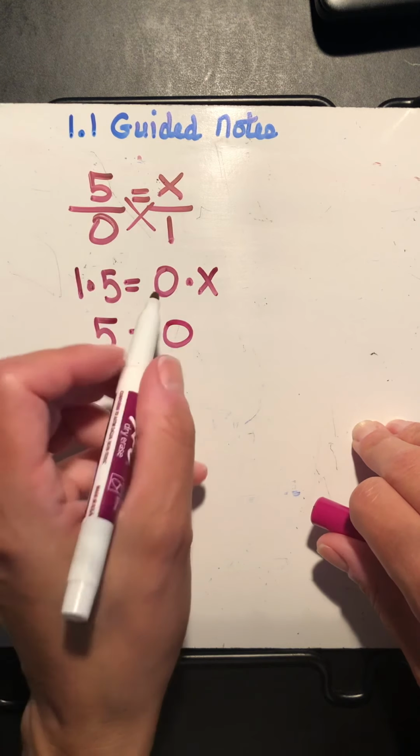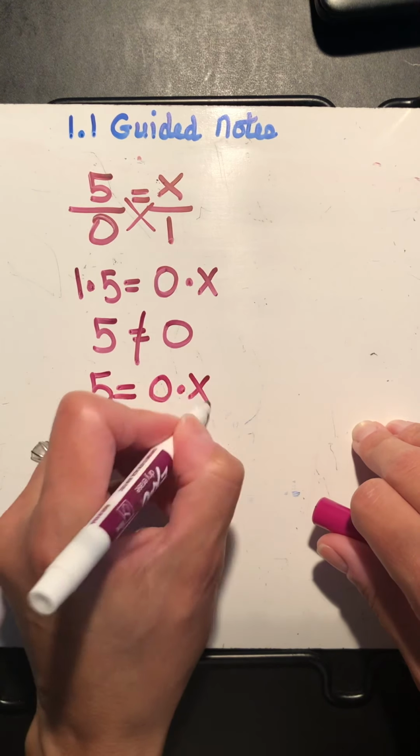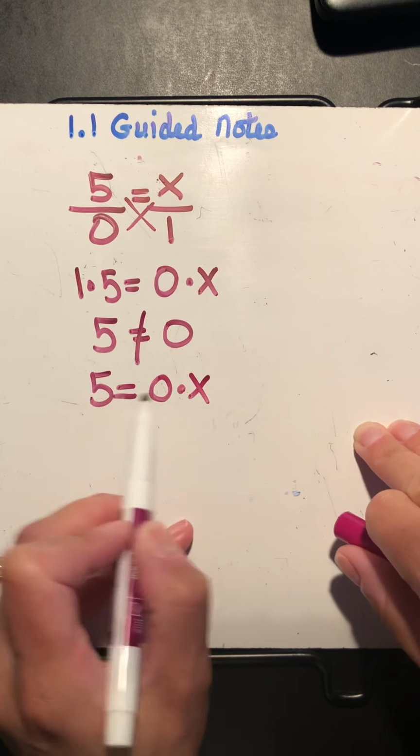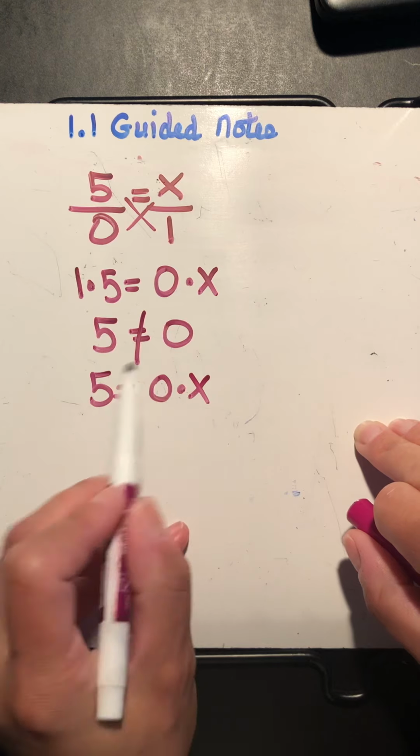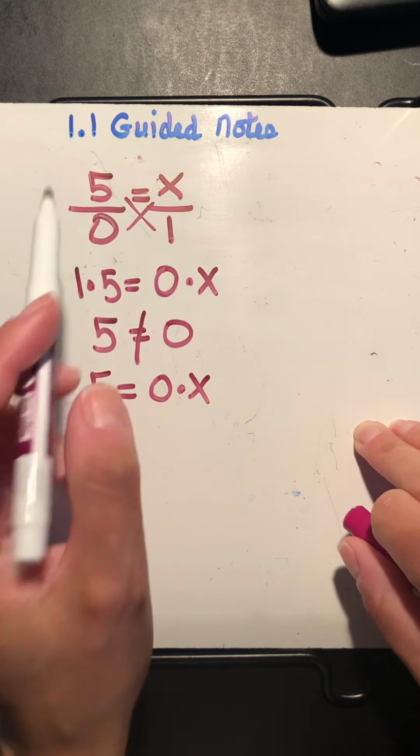So that's one reason. And the second reason is if this were an equation, there's no number I can find to put in for x to make this true. So this equation is completely unsolvable. Therefore, this expression is undefined.